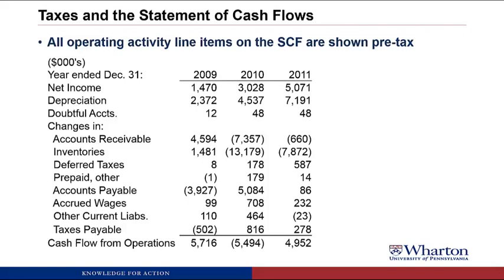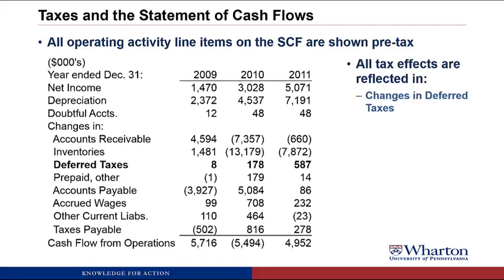Net income, of course, is after tax, but by operating activity line items, I mean things like depreciation, the doubtful account expense, the changes in accounts receivable, inventory, prepaids, payables, wages, and so forth. All of those lines are shown pre-tax. And we can do that because all of the tax effects are going to be reflected in two line items, one for the change in deferred taxes during the year, and another for the changes in income tax payable. Those two line items take care of all of the tax effects for the operating activities.